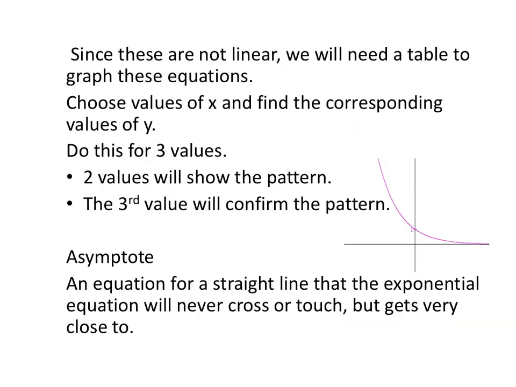All right, when actually graphing these, oh, there's asymptote, spelled correctly. When you graph these, okay, find 2 points. Usually the y-intercept's a pretty easy value to find, all right? And we'll talk about that. But we do want, the 2 values will kind of show the pattern. The 3rd value will confirm the pattern.